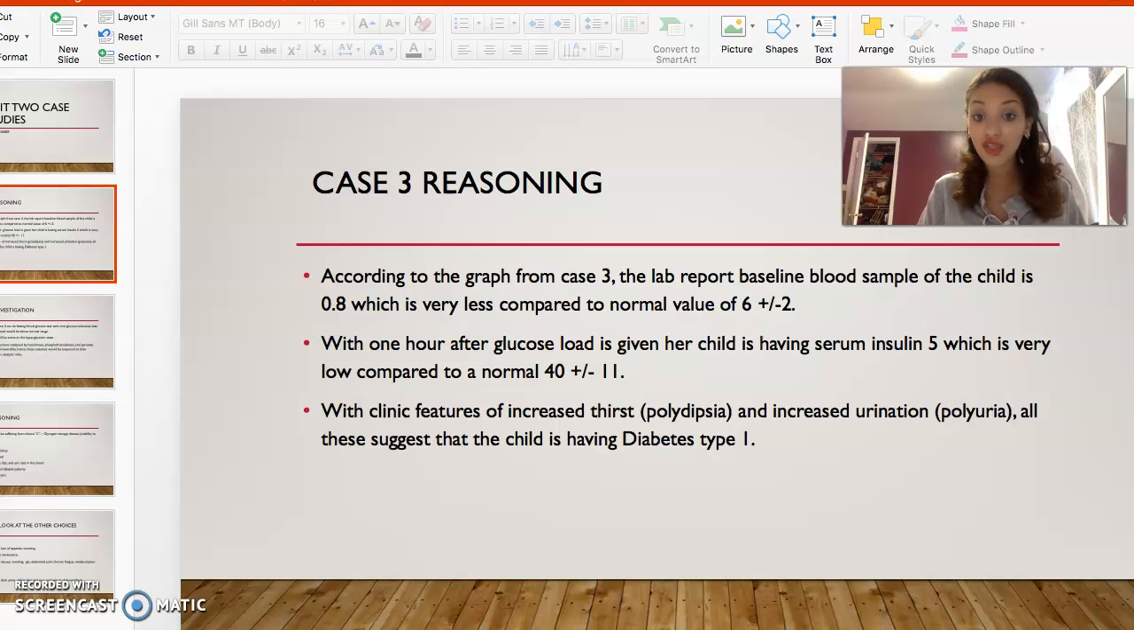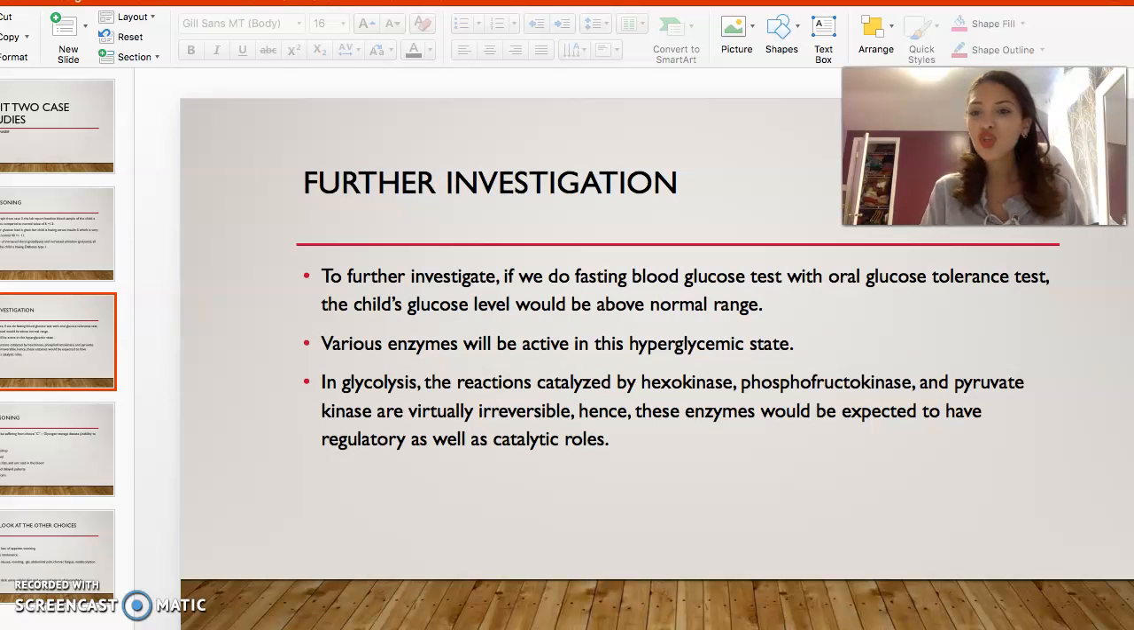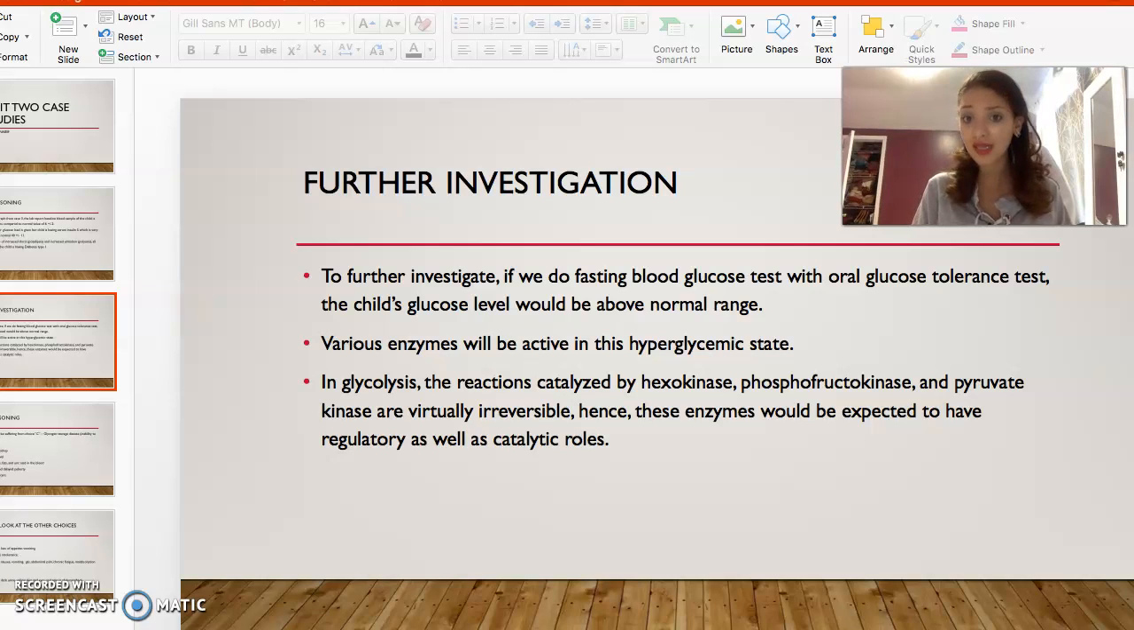With the clinical features of the increased thirst, which is also known as polydipsia, and increased urination, which is polyuria, these suggest that the child has diabetes type 1. So why I think it is diabetes type 1? So if you do the fasting blood glucose test with the oral glucose tolerance test, the child's glucose level would be above normal range.